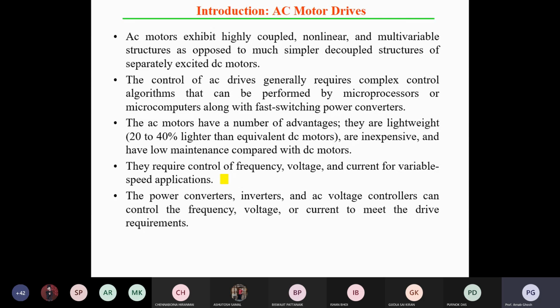So speed control is there, and you have the tacho generator. From the tacho generator you will get the speed and process it. How to process it? The tacho generator gives an electrical signal, and that electrical signal is again compared with the reference speed, the equivalent reference speed.